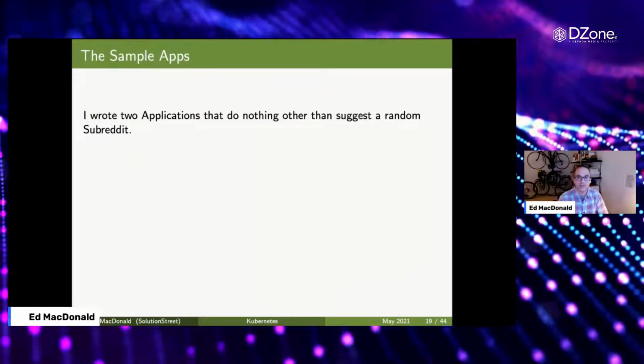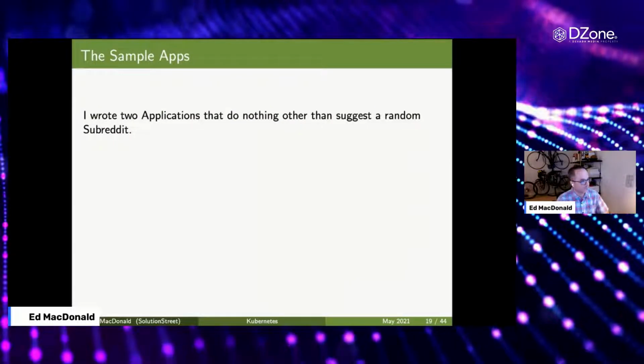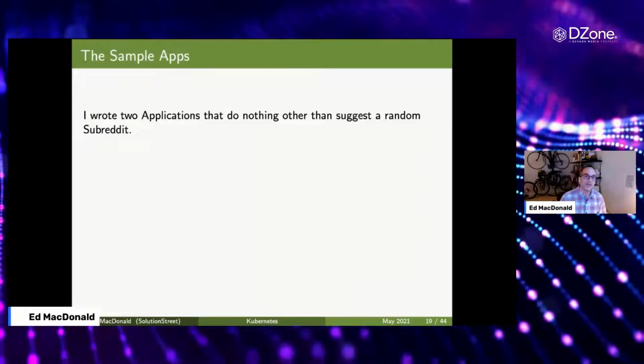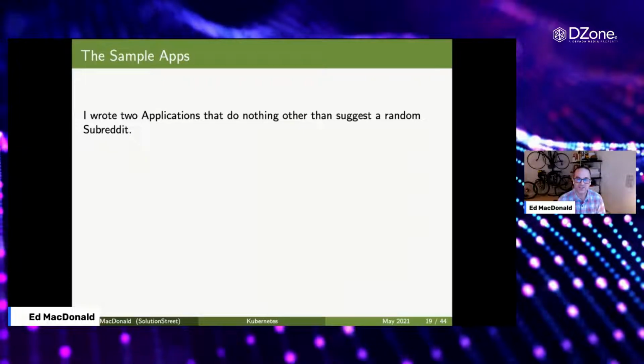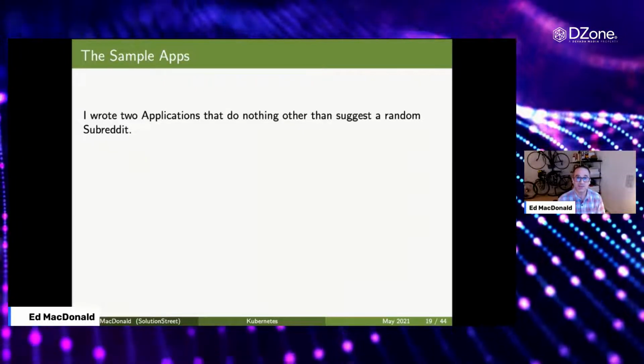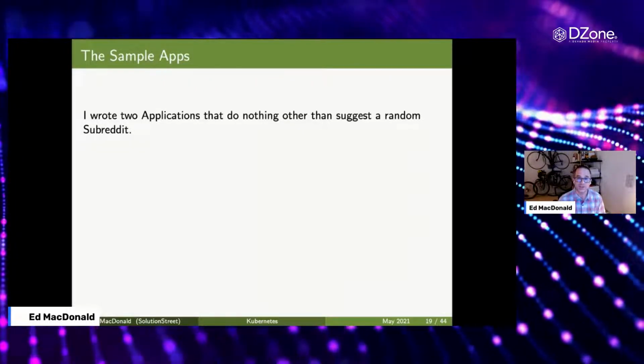Okay, so let me talk about the sample applications for my demo. Let me see how we're doing on time here. Okay. I wrote two applications that do nothing other than suggest a random subreddit. I wanted to keep them simple to just show a couple of the features of Kubernetes.